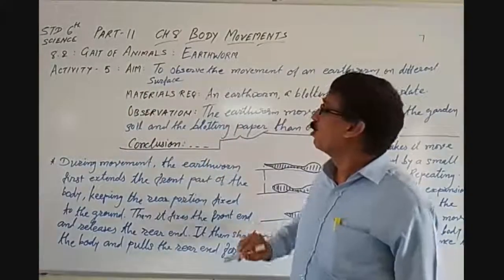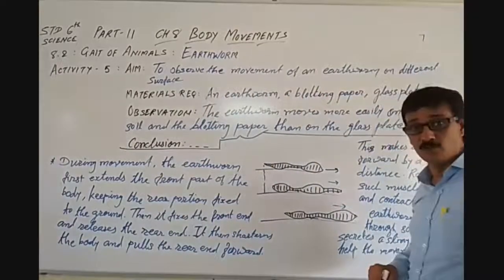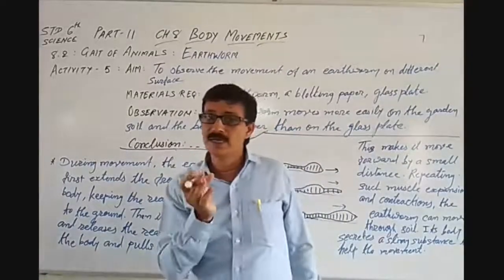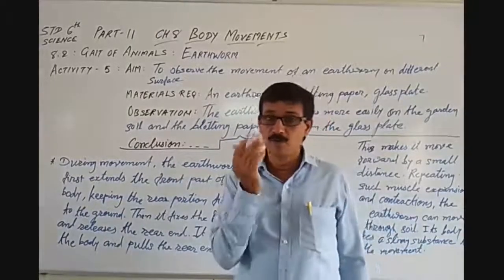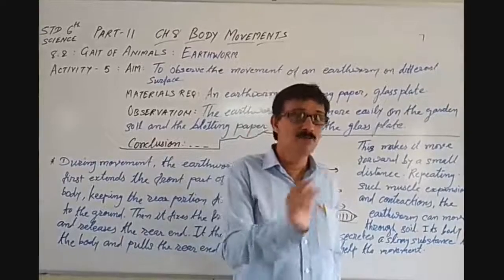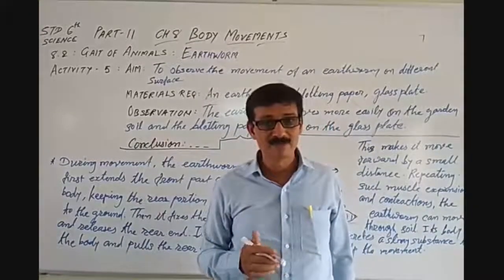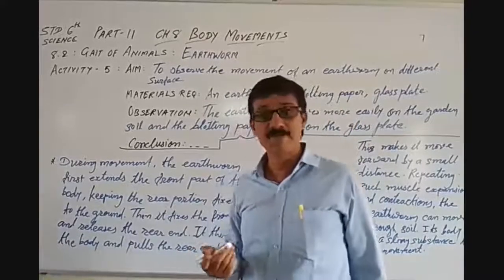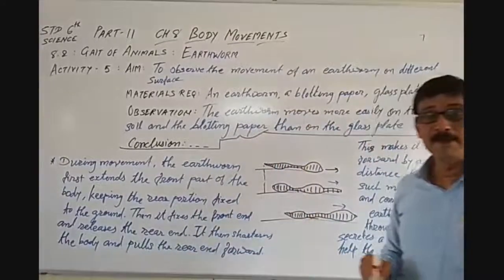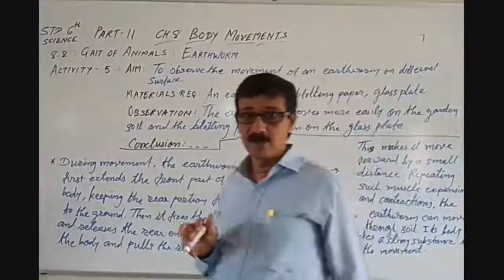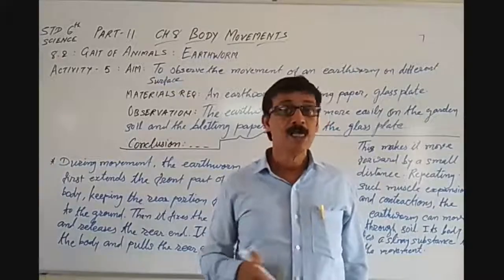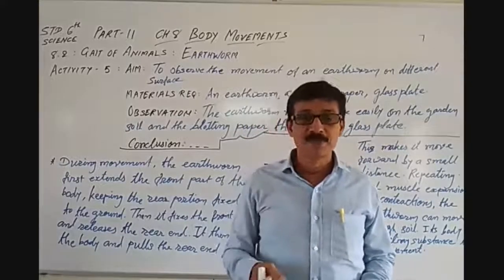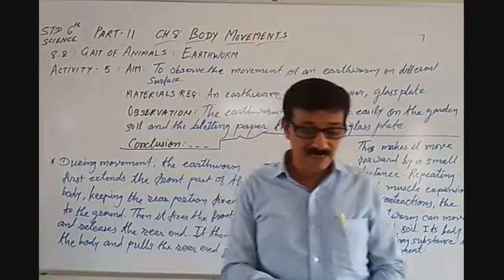The aim of the activity is what? To observe the movement of an earthworm on different surfaces. That is why we want to observe the movement of the earthworm. What are the materials required? It must be the earthworm, and for different surfaces, a blotting paper and a glass plate. That is what we require. We will discuss this activity together with the textbook.